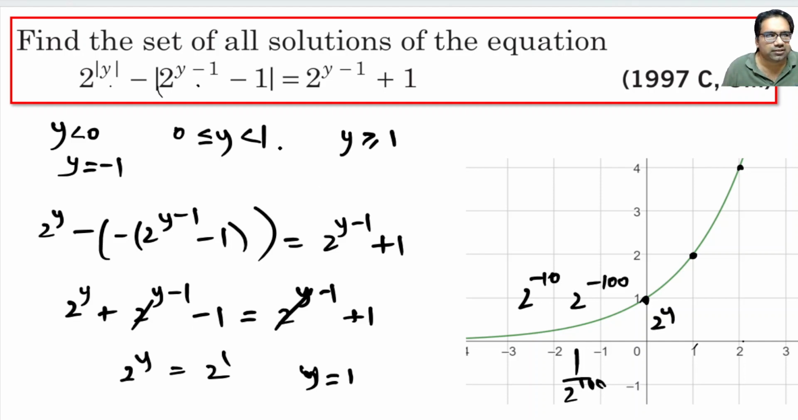Okay. Let us take the third case now. What is the third case? When y is greater than or equal to 1. When y is greater than or equal to 1, here we are getting y equals 1. Here we got the only solution as y equals 1. Okay, now let's take the other case.